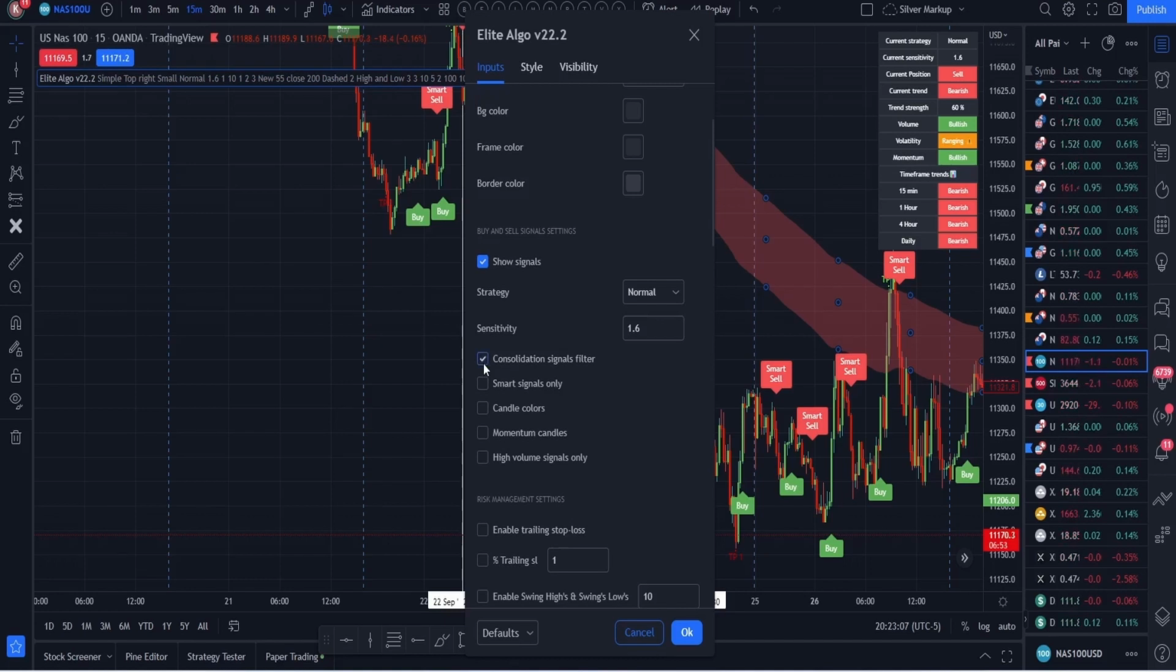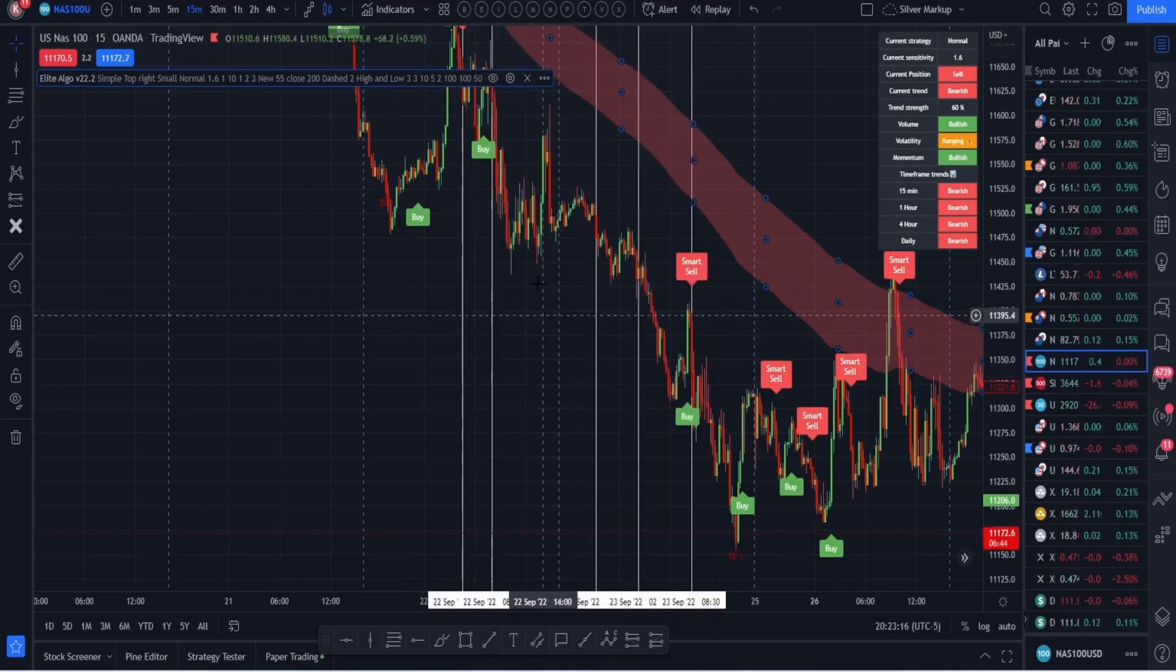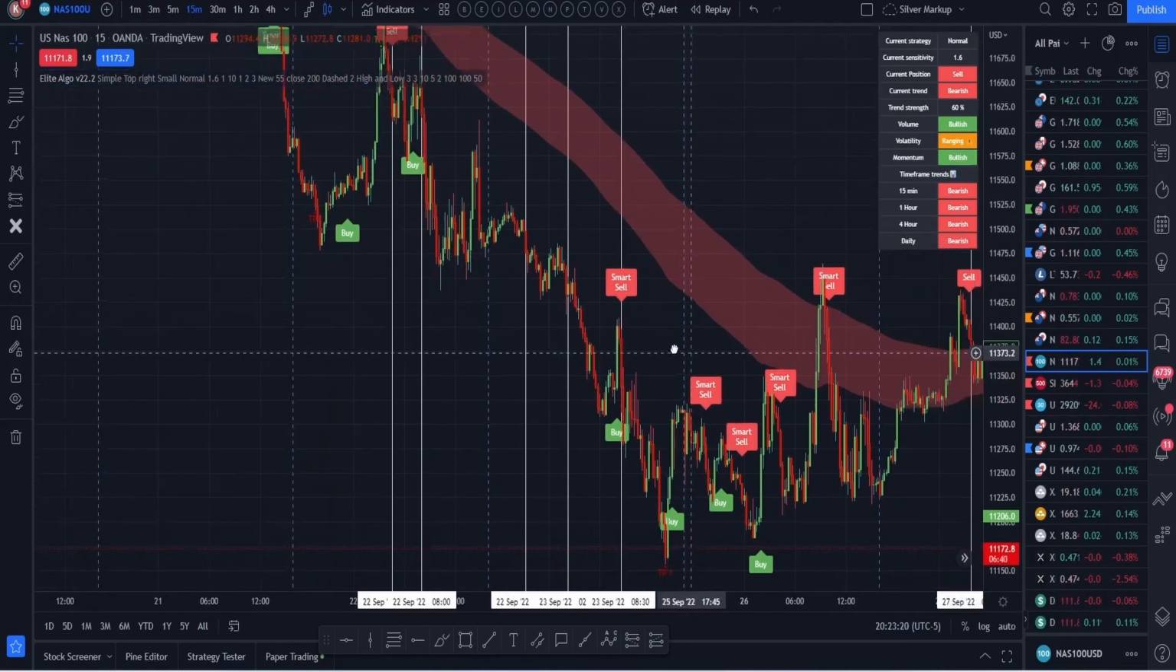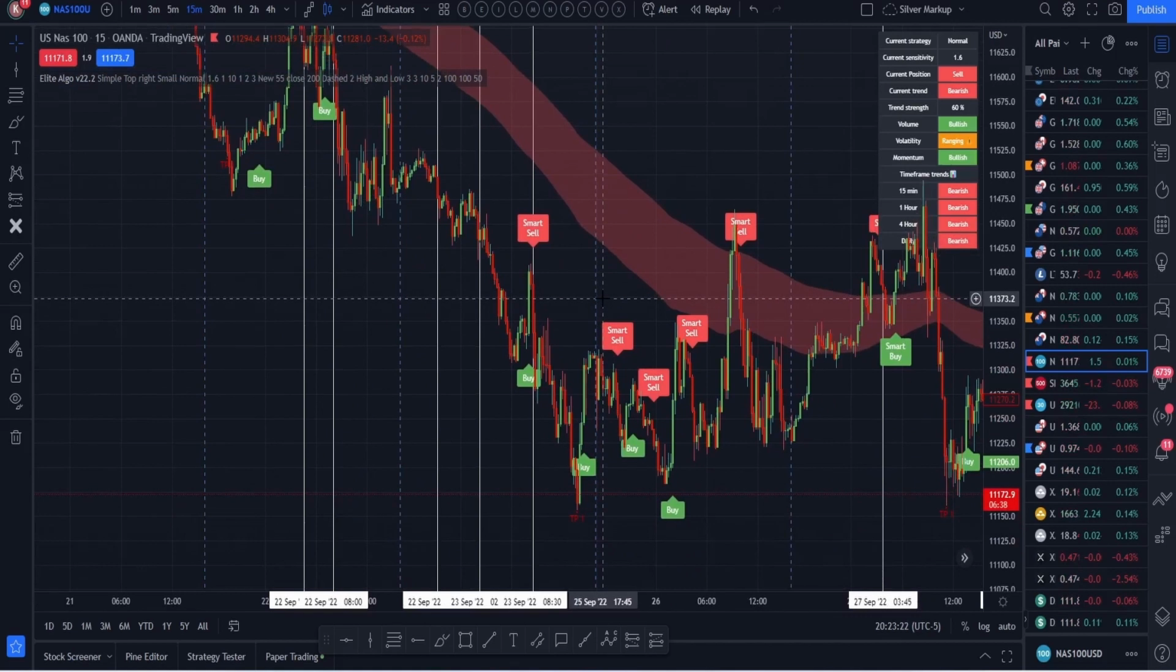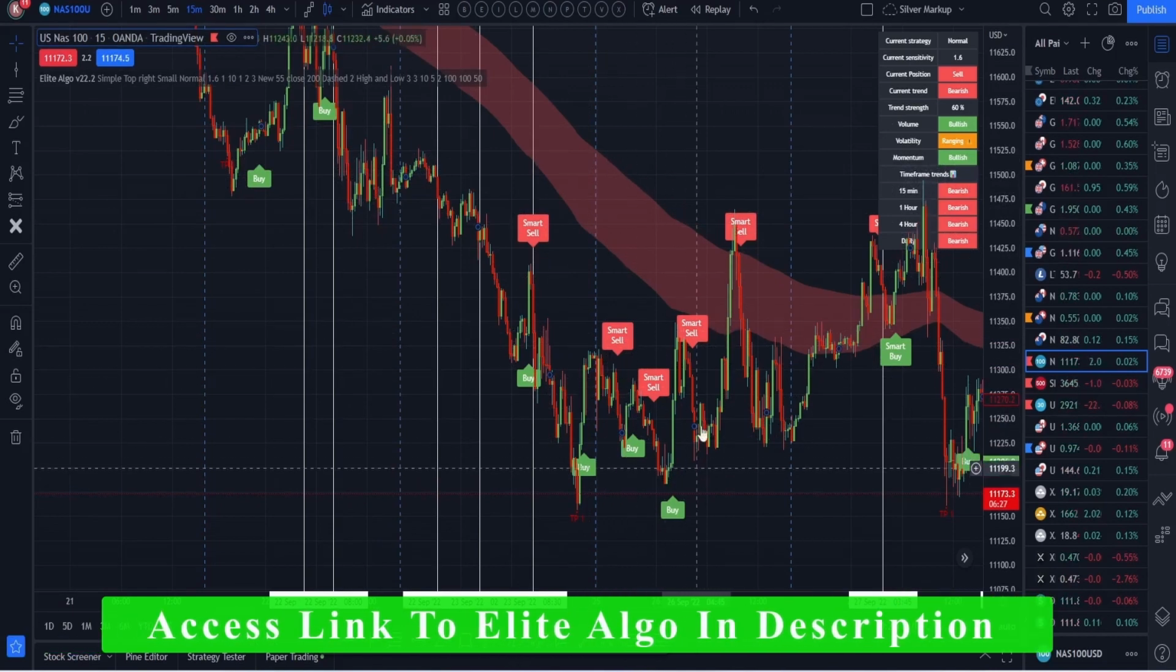So the first one is your consolidation signals filter. And what this does is when the market is consolidating, it's not going to give you those signals during consolidated markets. It kind of filters out when the market is left to right. So you saw, I think there was a couple of signals in here where there was a lot of up and down, and it took those signals away and waited for the market to open up more. And those are the signals that remain when the market is giving you a bigger range of motion.